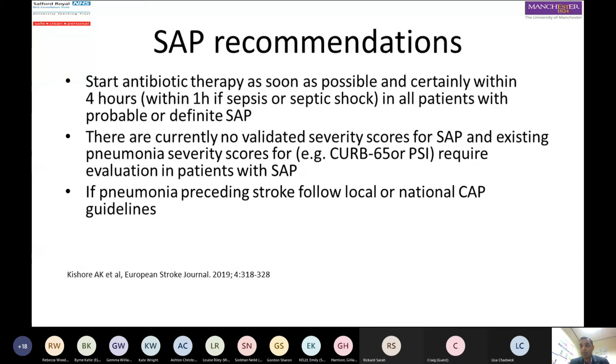However, if the patient had a cough on day 1 or at the time of presentation, we felt that it would be difficult to exclude community-acquired pneumonia. And we felt that if pneumonia precedes stroke, they should follow the local and national CAP guidelines.